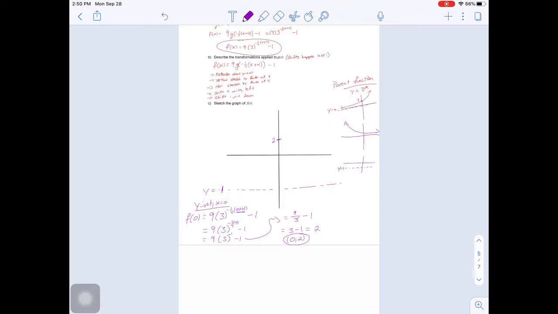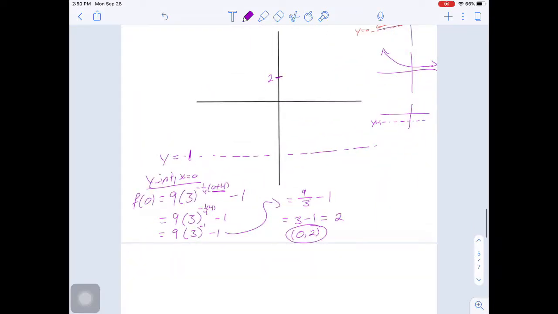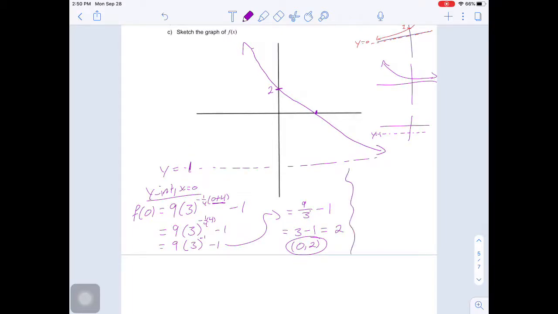Now, let's talk about where some other things go. Okay. So where does my x-intercept exist? Well, I know my x-intercept is going to have to be somewhere around here, because I already know that my graph is going to have a general shape that looks like this. Okay, so that's just something to be aware of.